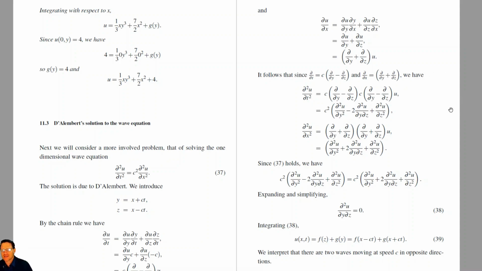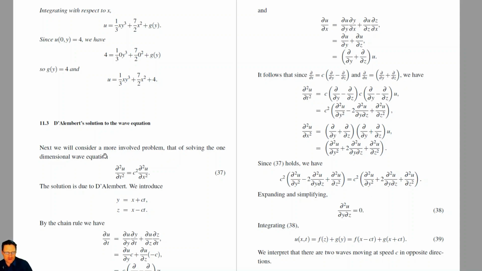So that helps us to calculate the second partial derivatives in a similar way. So we find that the second partial derivative of u with respect to t is c squared times the sum of these three second order partial derivatives. And likewise, the second derivative of u with respect to x is the sum of these three second order partial derivatives. Now, the wave equation should be satisfied, right?